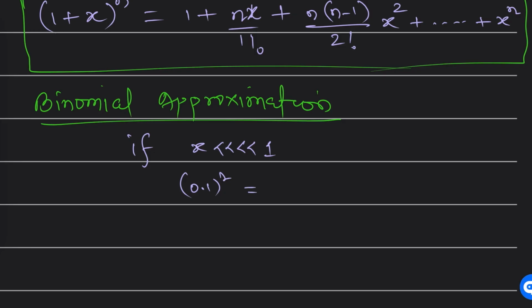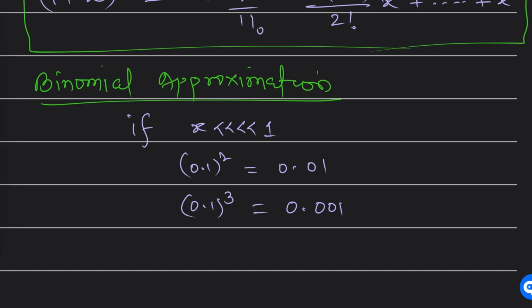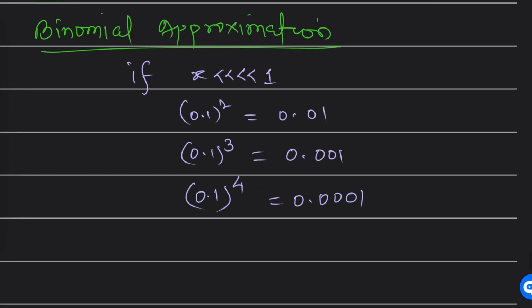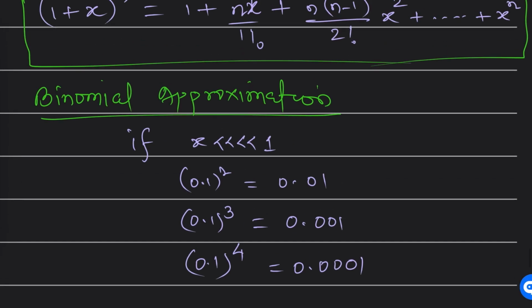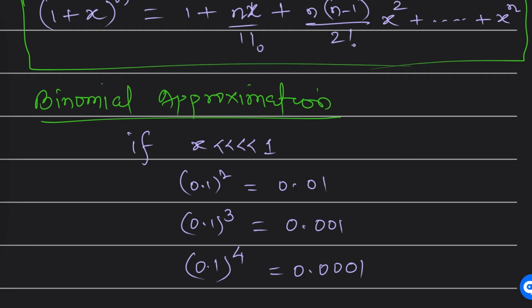If I am saying x is very much less than 1, can we say like this? 0.1 whole square is how much? 0.01. 0.1 whole cube is how much? 0.001. Means if I am increasing the power over a number which is less than 1, the number is further decreasing. Let me explain one more time. 0.1 power 4 is 0.0001. Isn't it decreasing further? Yes. So if I am giving the power to a number less than 1 and increasing the powers, the number is further decreasing.